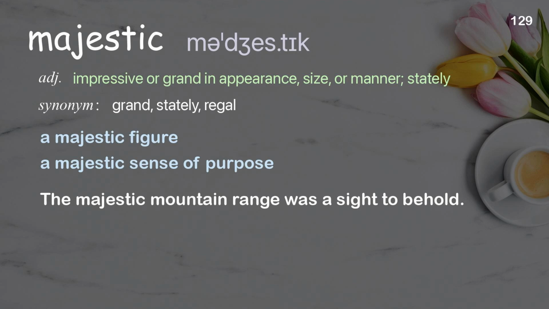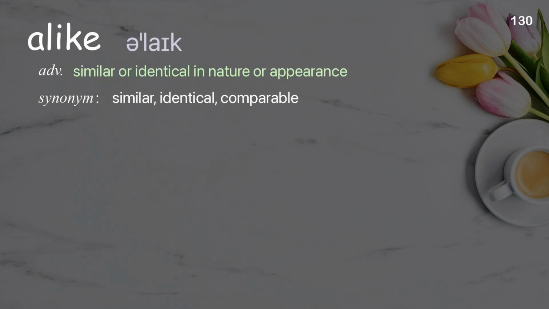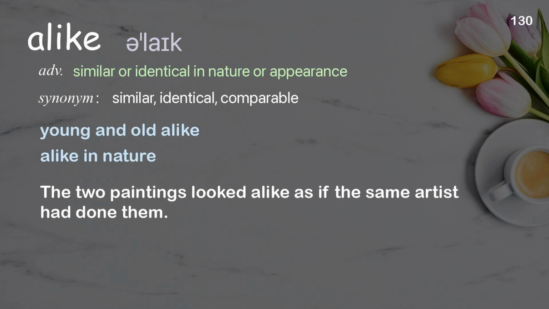Alike. Similar or identical in nature or appearance. Examples: Young and old alike. Alike in nature. The two paintings looked alike, as if the same artist had done them.